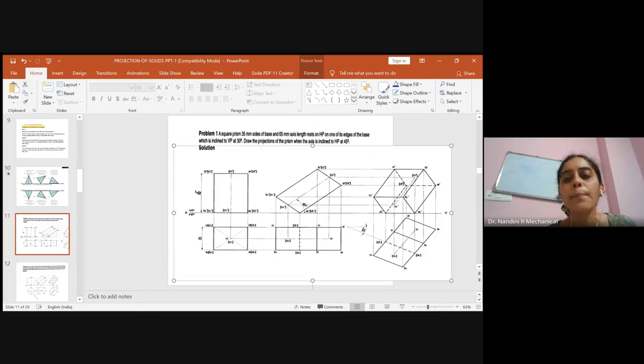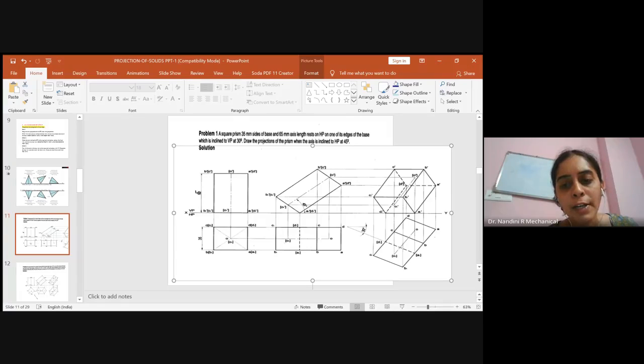After this, when the observer views from the top, some part of the bottom square is visible and some part is hidden. So how do you identify the part which is hidden? The trick is, always see the corner which is on the XY line, so the projection coming through it will always be hidden. So this is the corner which is on the XY line.